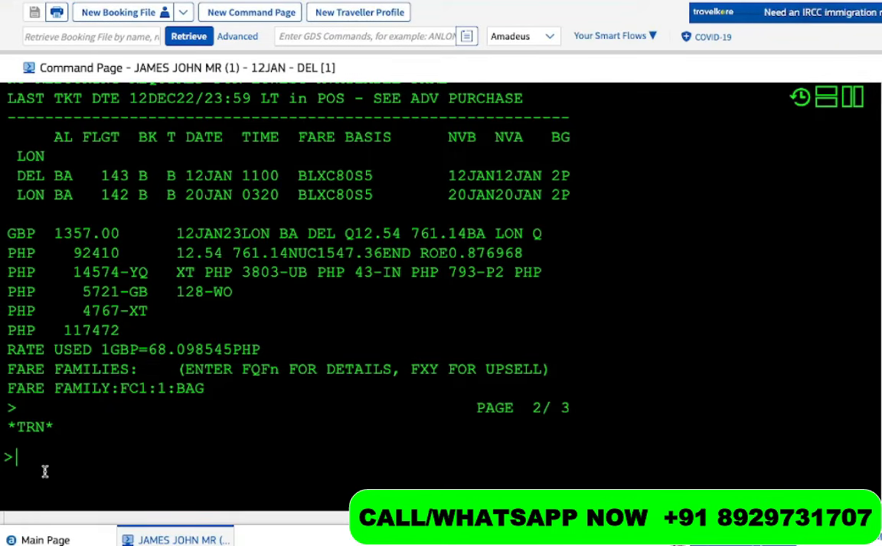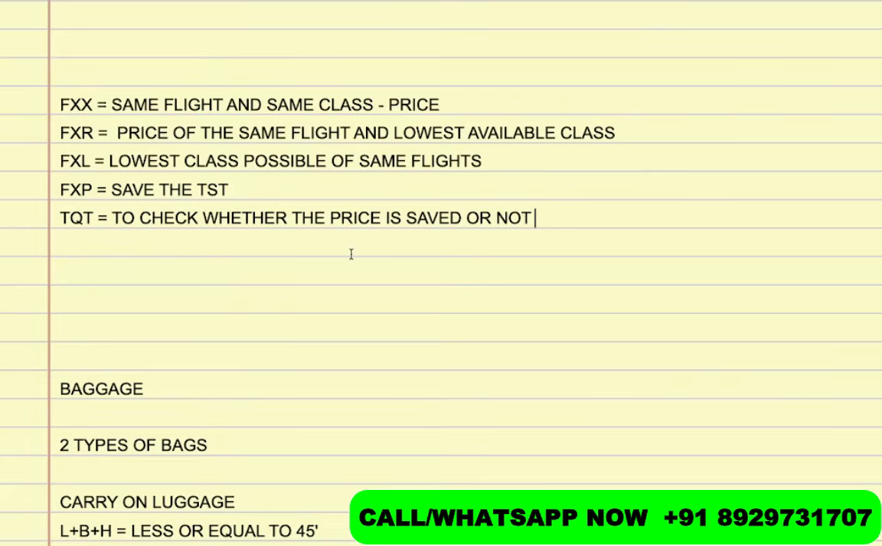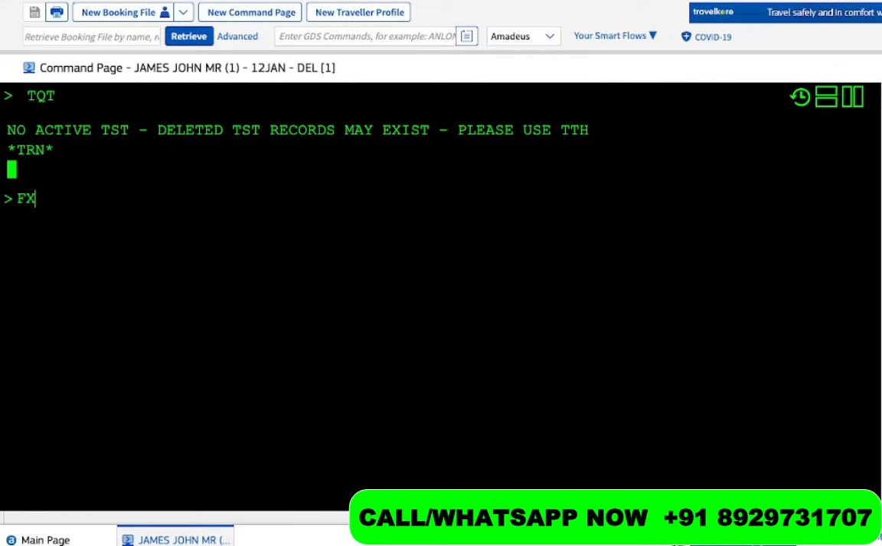TQT. When you do TQT and enter, it says there is no active TST. So there is no price saved yet. Why? Because we did not run this command, FXP. So first we need to run this and then see TQT. So let's run FXP, enter.